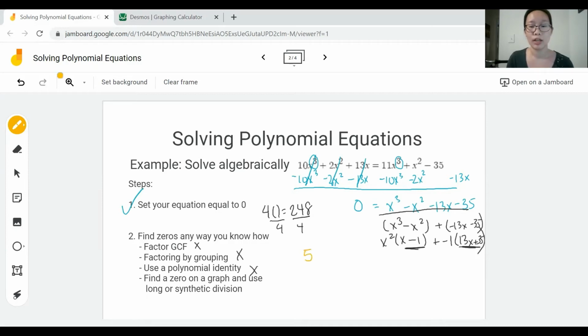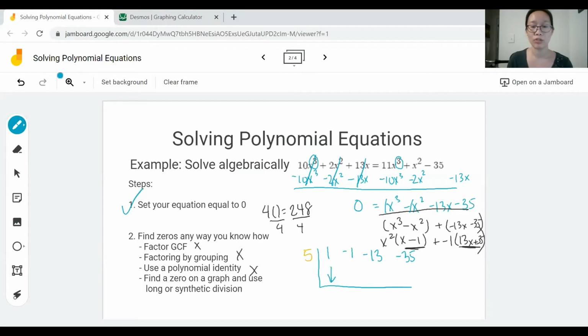I'm going to use synthetic division, but you can use long division if that's what you prefer. So basically I take the 5 of my divisor out front, and then I write down the coefficients of my polynomial. So I have a 1x cubed, a negative 1x squared, a minus 13x, and a minus 35. If you don't remember how to do synthetic division, that's okay. You can check out my video.